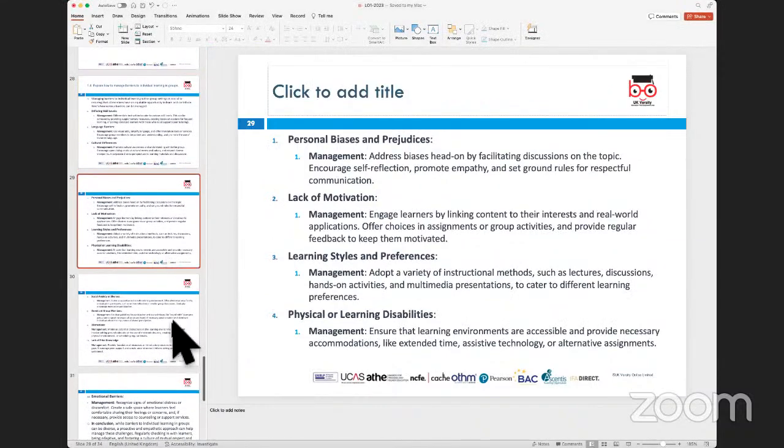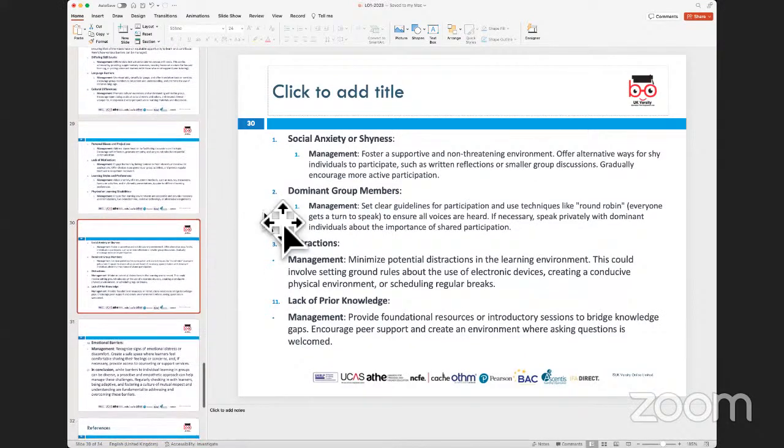Similarly, when we talk about managing individual barriers, we would look at barriers that could be individual, like anxiety and shyness. You could have barriers related to your learning style. You could also look at barriers related to, for example, lack of prior knowledge, and it is essential to understand and then overcome them, so that your learning can be more effective.